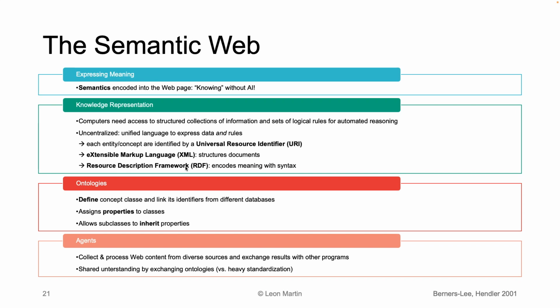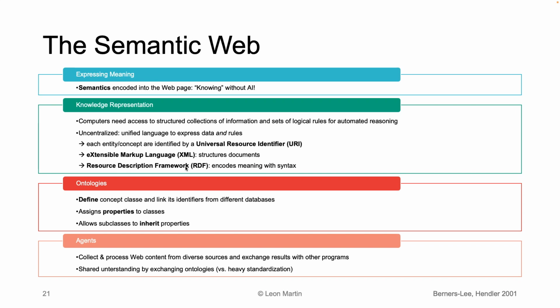Those sets of rules and this systematization can be done with so-called ontologies. They define concepts or classes and link identifiers of those concepts from different databases. So we define the concept gene, and we define the concept, maybe brain-derived neurotrophic factor, BDNF, as a subclass of the concept gene, and we link this BDNF with a universal resource identifier, a URI.